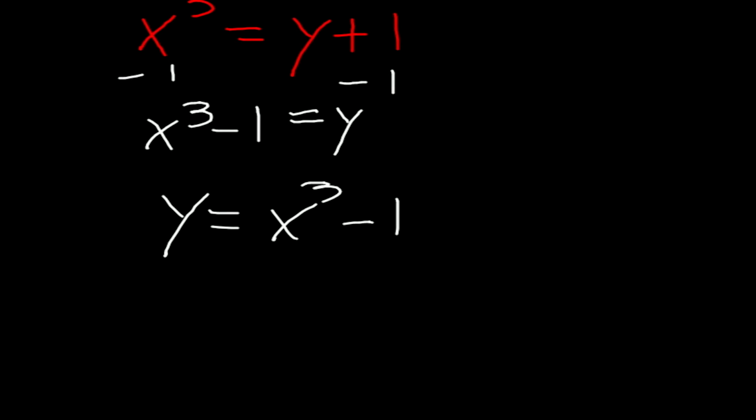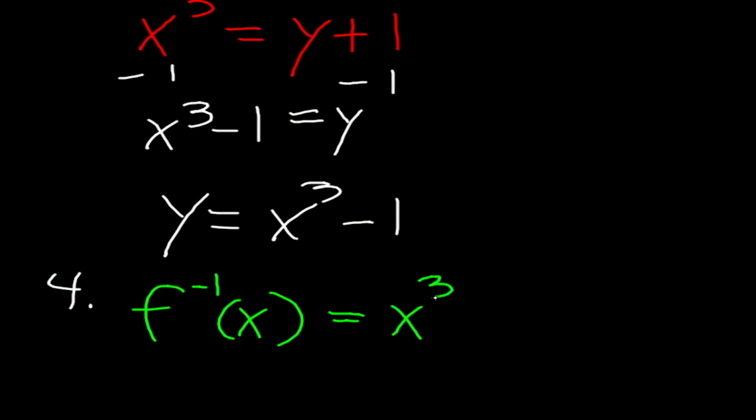So now I have one more step to do. Step number 4. I want to write this in inverse function notation. So to do that, I'm going to replace the y now, since this is the inverse function, with f to the negative 1 of x. And the way that is read is f inverse of x is equal to x cubed minus 1. And so that's going to be my inverse function.